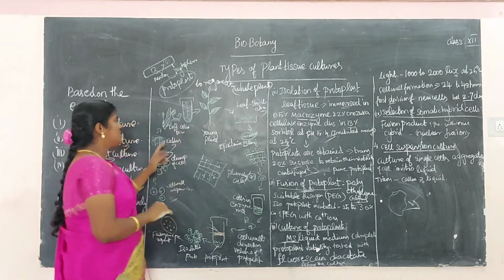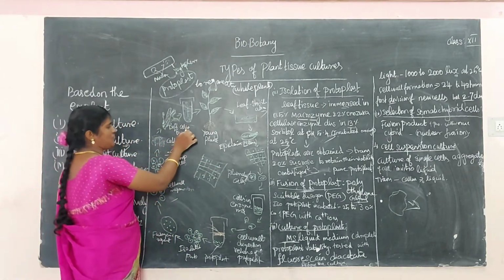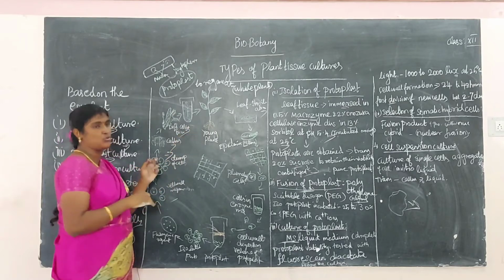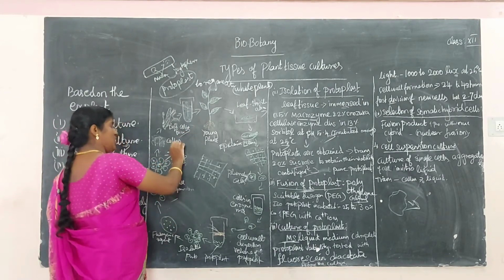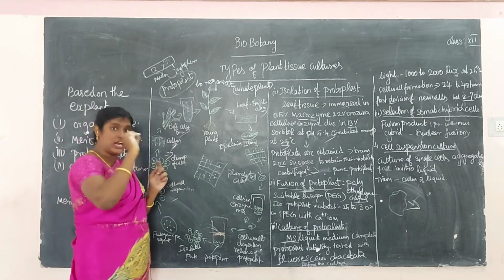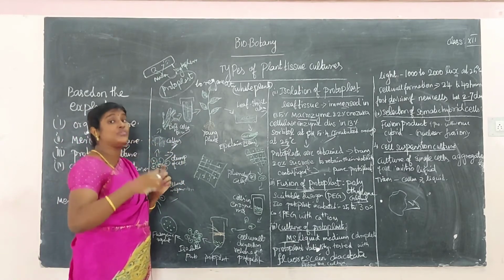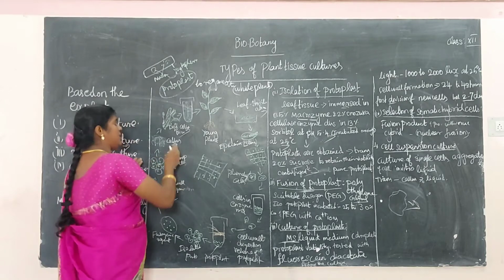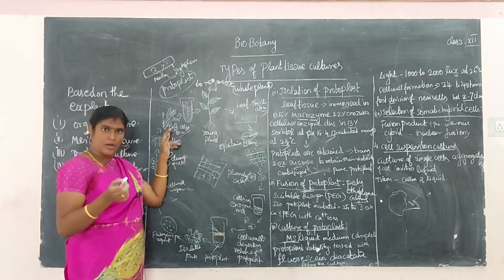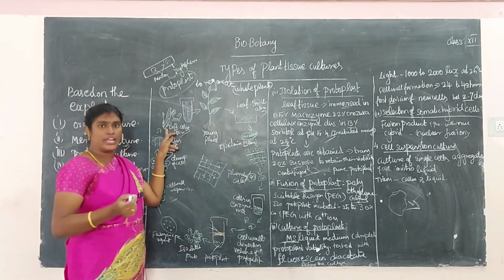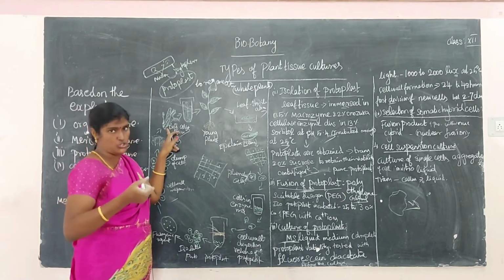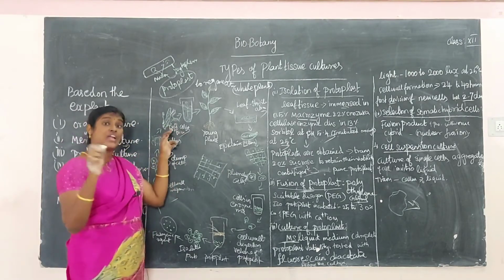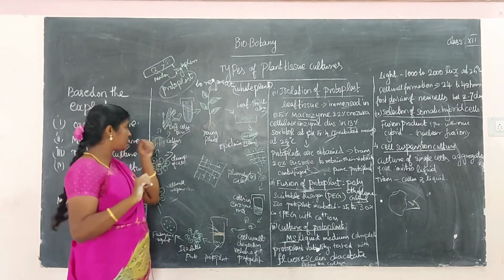callus formation. The next one is differentiation of cells in tissue. The first one is the undifferentiated tissue. The undifferentiated tissue is converted by differentiation into cell structures. Differentiation means, for example, stem formation, root formation, leaf formation. So some organs are developed from the callus tissue. That is called differentiation of callus cells.